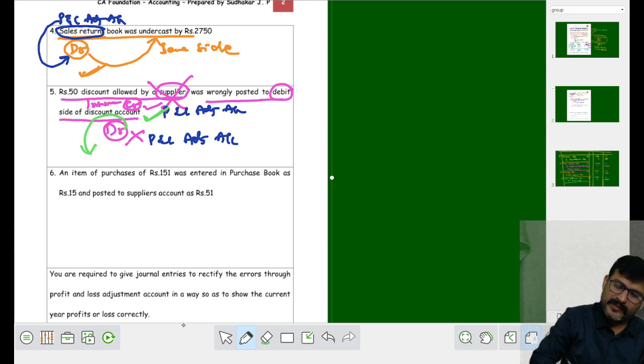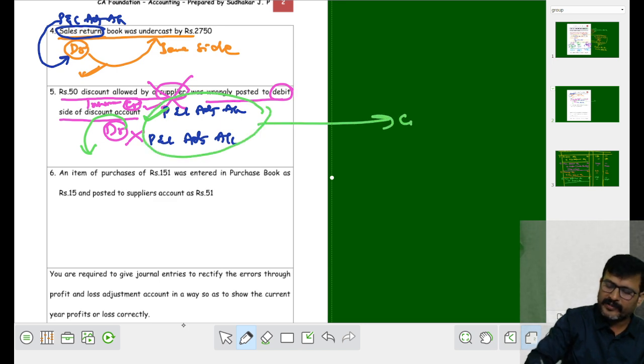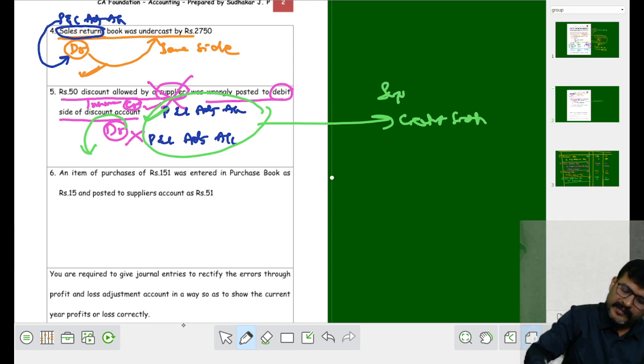This one is in the credit place, so write it in credit itself. This one is also in credit, but it is in debit. We have to convert the wrong debit, so we have to take it on the credit side. So both the P&L adjustment comes where? Both the P&L adjustment comes on the credit side. Then what is to be written on the debit side? Suspense account is to be written on the debit side.